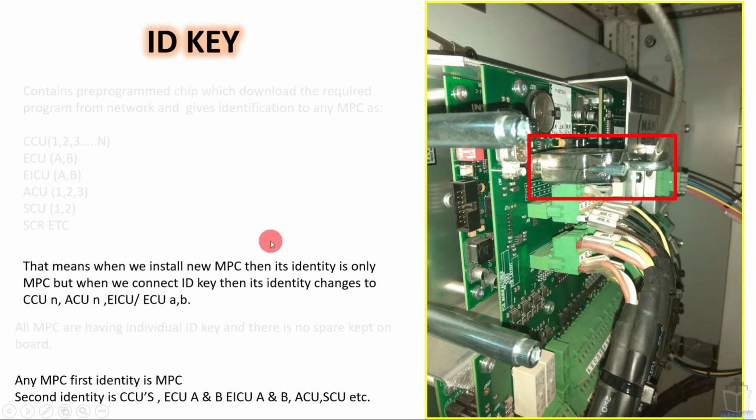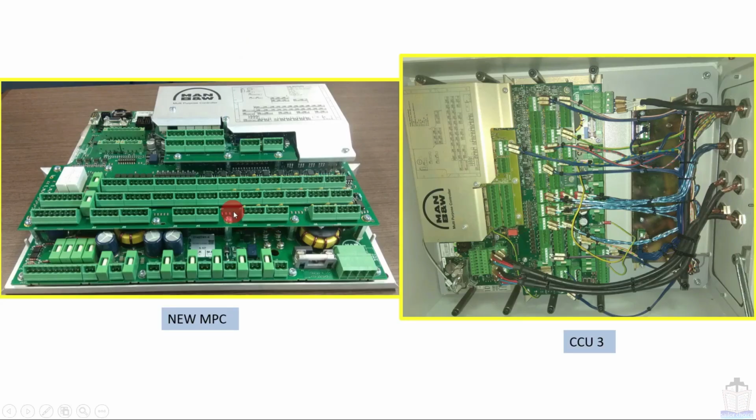Now we are going to understand with some example. Here in this picture, this is CCU 3 and this is an MPC, a new MPC kept on board just as a spare. I have some doubt so I want to replace this CCU 3 with this new MPC. So what I will do, I will simply remove this CCU 3 and put this new MPC in place of CCU 3, and hence this MPC will now become CCU 3.